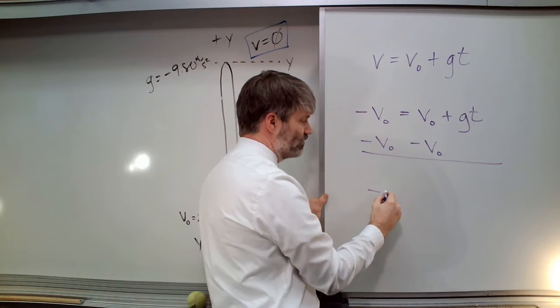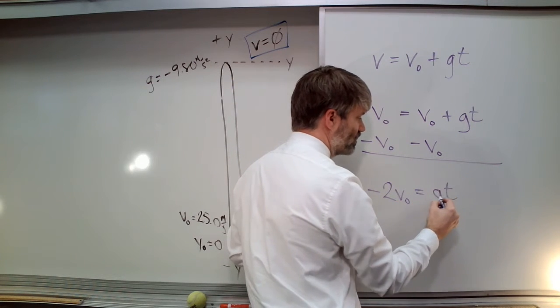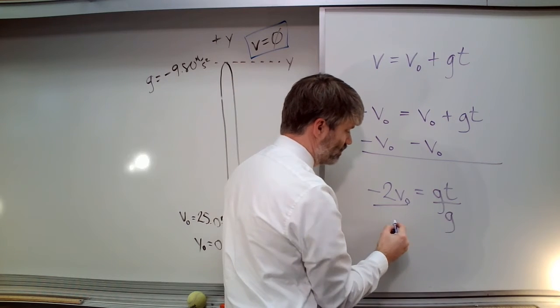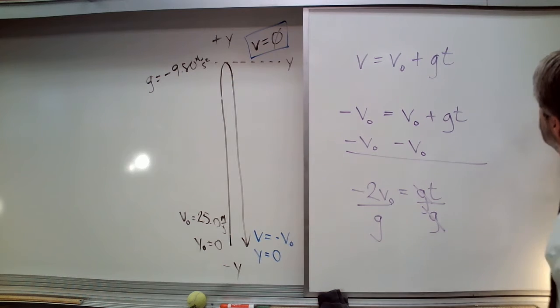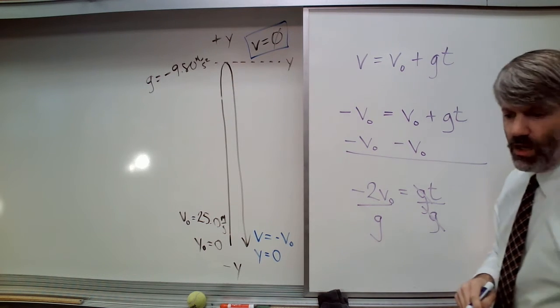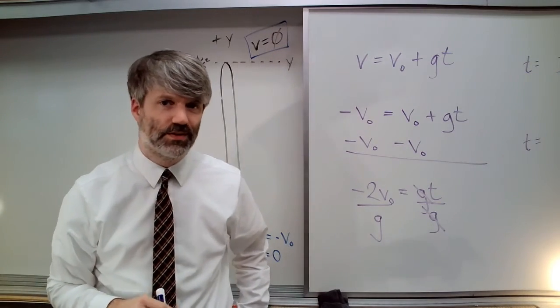I have negative 2 v naught equals g times t. Dividing both sides by g, I've got t is equal to negative 2 times v naught over g. Substituting our values in there, we should be getting 5.10 seconds.